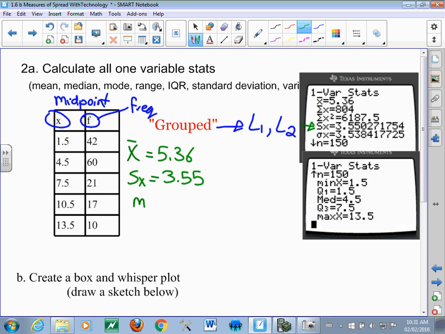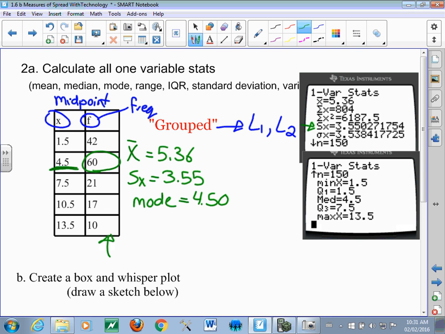Okay. Looking at the mode. The mode this time, folks, it's easy to do on a frequency table. You'll look at the biggest column in the frequency. So 60 has the most frequency. So what does that mean? That means data point 4.5 or midpoint 4.5, so anything between that range of data. Okay, 4.5 is the most popular because it's the most occurring. Please don't tell me 60 is the mode. That's an error people tend to make.